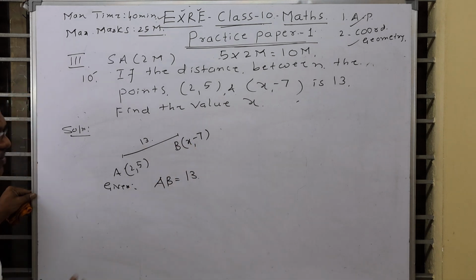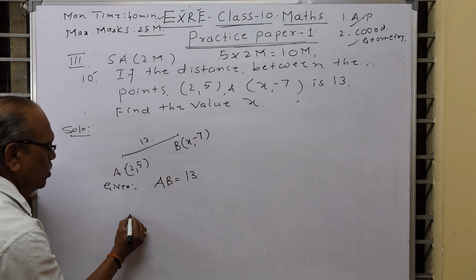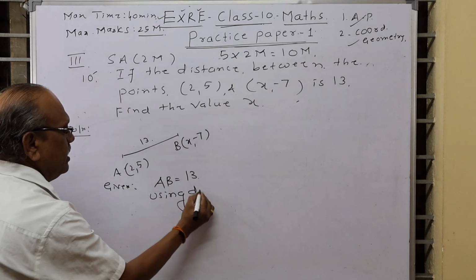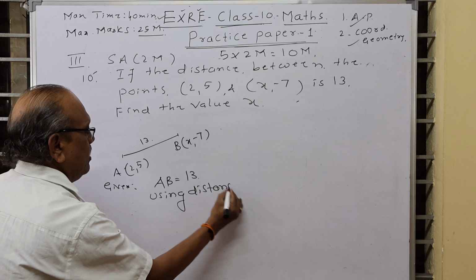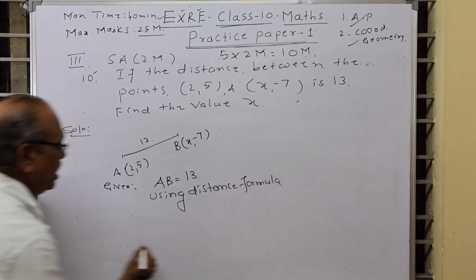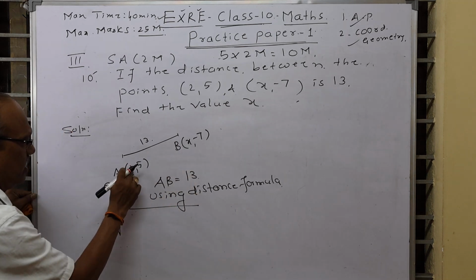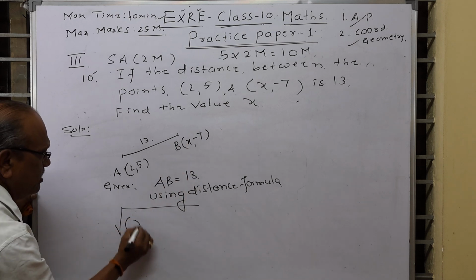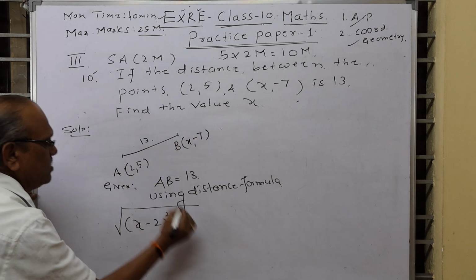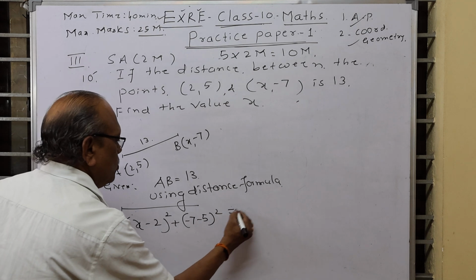Now you can use the distance formula, root of x2 minus x1 whole square plus y2 minus y1 whole square. Directly apply using distance formula. Using distance formula you can solve the problem. Now you apply distance formula. What is the length of AB? x2 minus x1 whole square. What is x2? x2 is x, x1 is 2, whole square, plus y2 minus y1 whole square. Minus 7 minus 5 whole square is equal to 13.